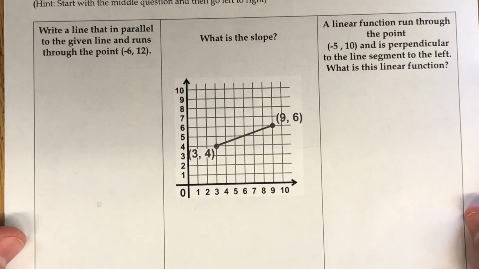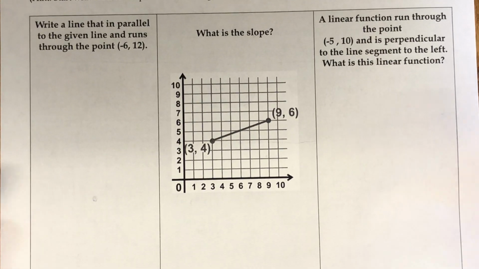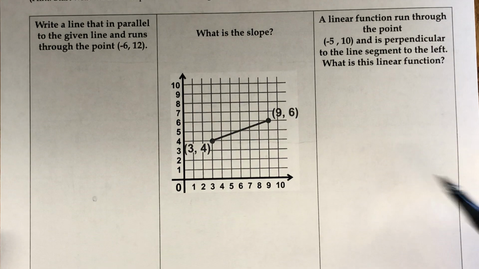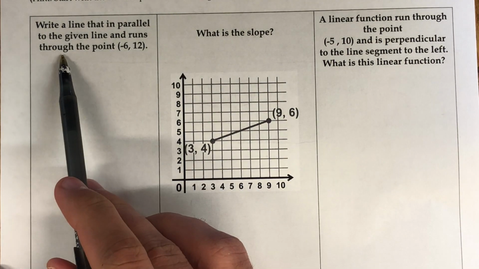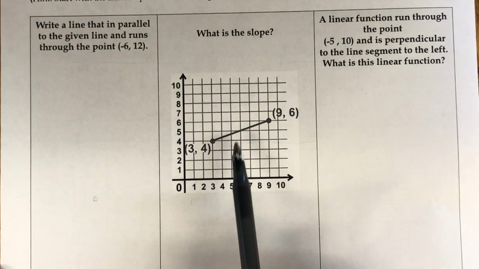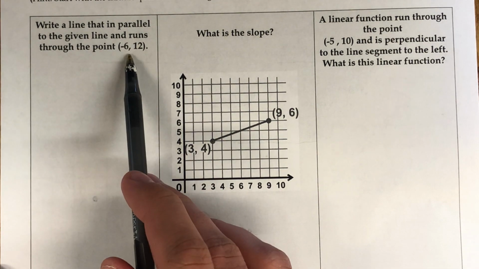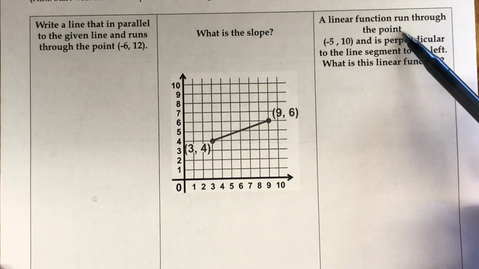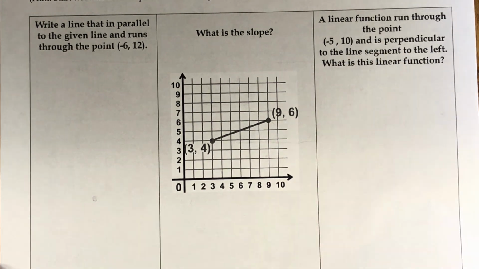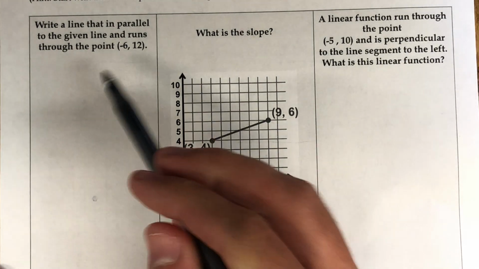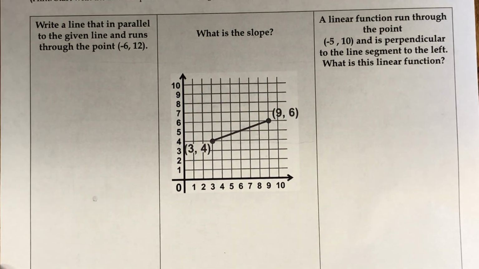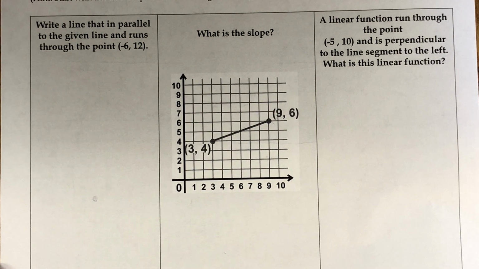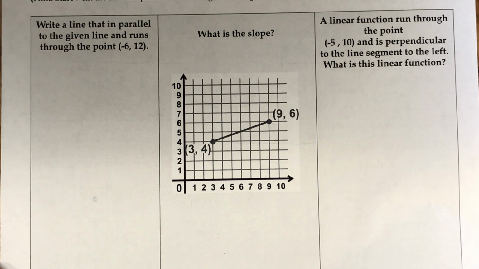Okay, all right, let's put it all together. So here, what I'd like you to do is, let's start in the middle here. It says, what is the slope? So determine the slope of this segment. Then over here, I want you to write a line that is parallel to this segment and runs through this point. Over here, write a line that is perpendicular to this segment and runs through the point. So you're using this segment for both problems on the left and right. So start with determining the slope, then move to those two problems. Pause the video, please give it a try on your own, and then we'll come back and make sure we got this down.